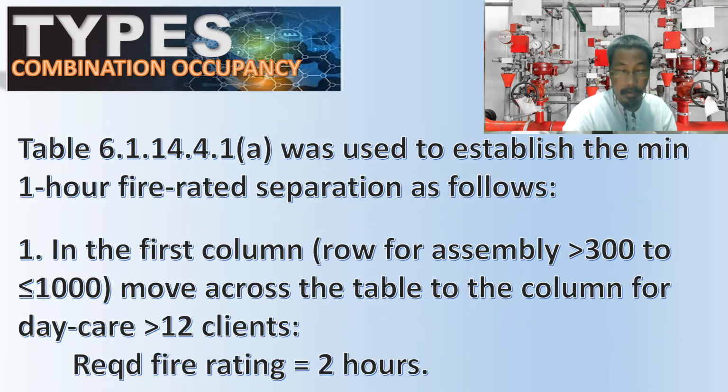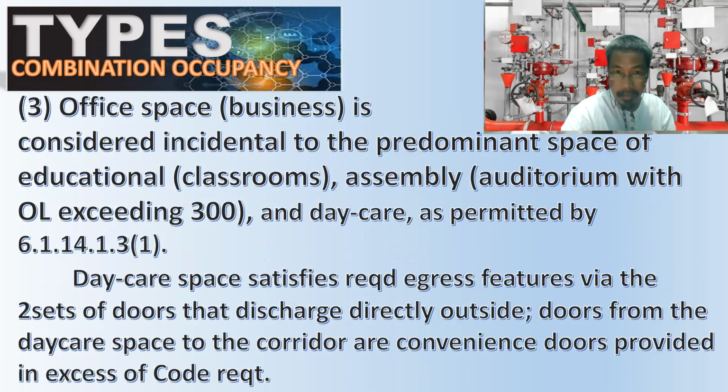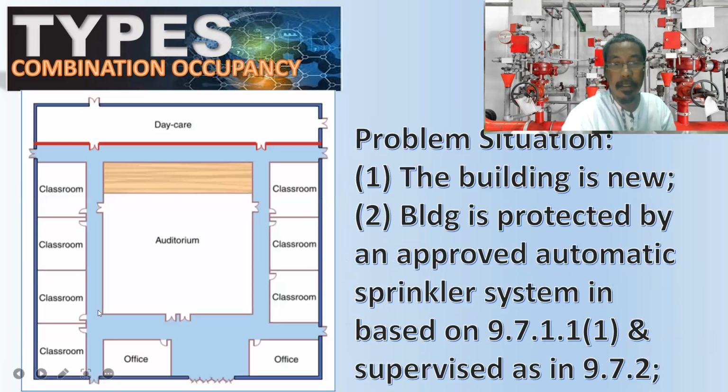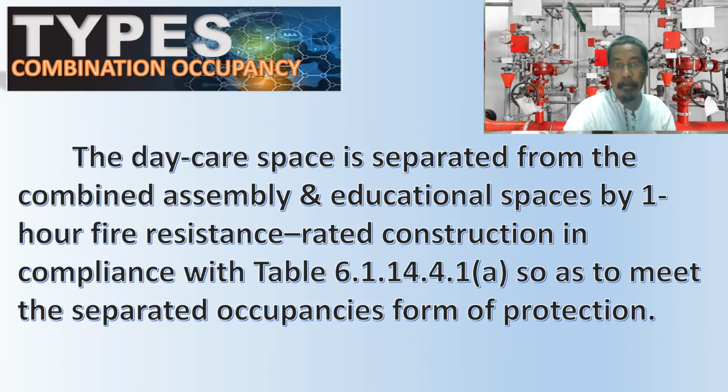That's why it is called what? Separated. How many areas? 2. Daycare and the combination. This area is a combination. So this another one, this is independent from this area. They are separated by 1 hour aerated barrier. Okay, that is what we meant by this problem.